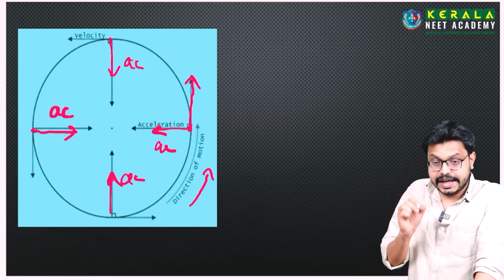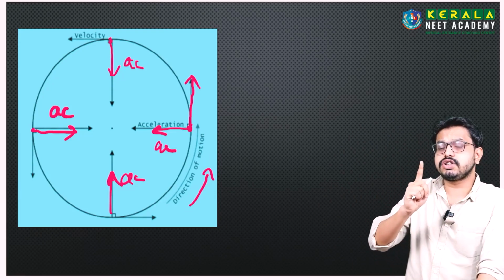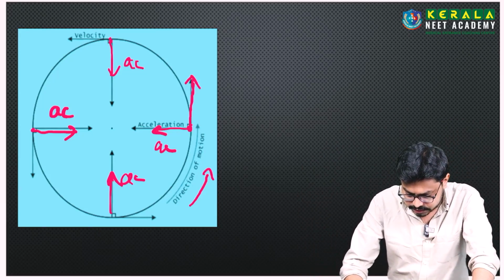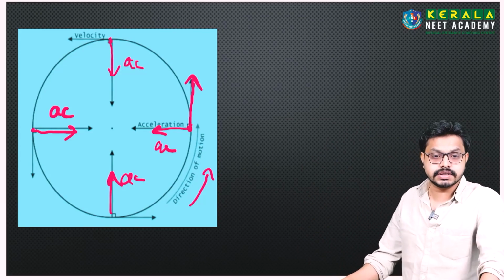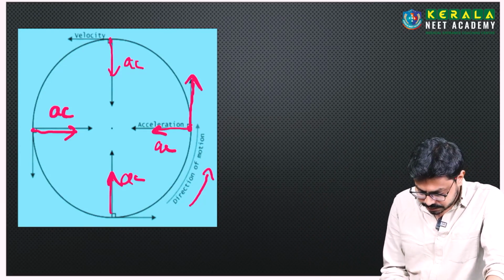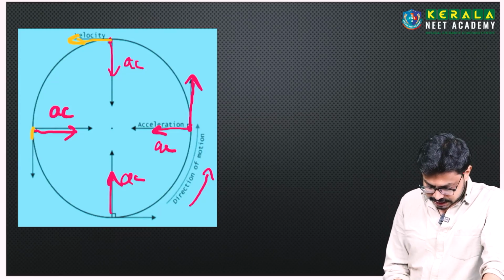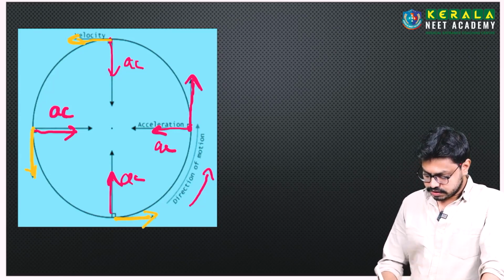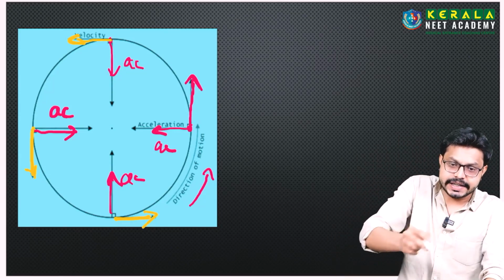Okay. So if you take any point, what is the direction of the velocity at that point? The tangent at that point. Clear? So here, what is the direction of velocity? This is the direction of velocity. At this point, this is the direction of velocity, because the body is rotating like this.